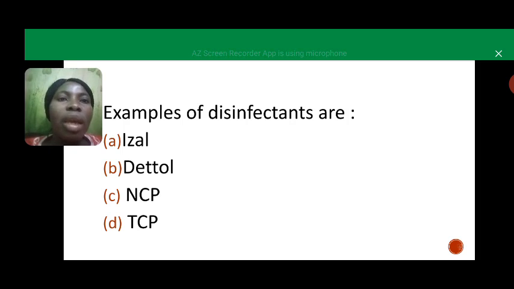Okay, now let me pick Dettol as an example. Now Dettol is a disinfectant that we use that is being added to water, and most times a bathing water, so as to kill the germs in water. So we have Izal to use for washing our toilet. We have NCP, TCP for treating our wounds.